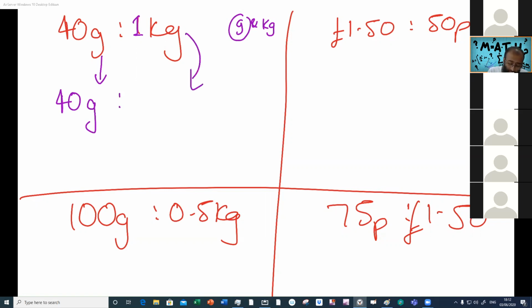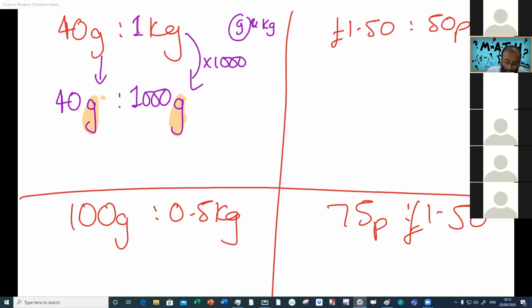I need to change the kilograms into grams. So you have to remember, in each kilogram, you have 1,000 grams. So you times it by 1,000. So 1 times by 1,000 is 1,000. Now let's have a look at the units. So we have grams and grams. I'm happy, I'm ready to start the question now.